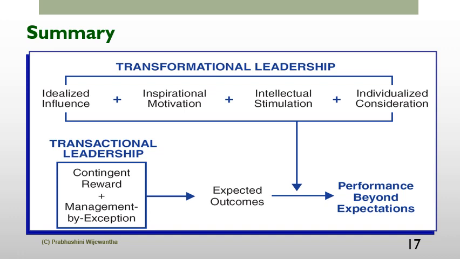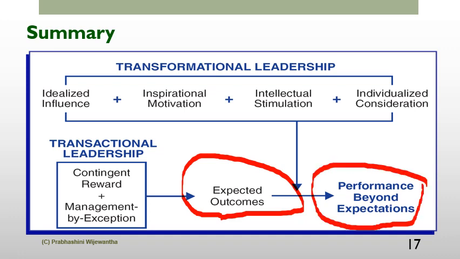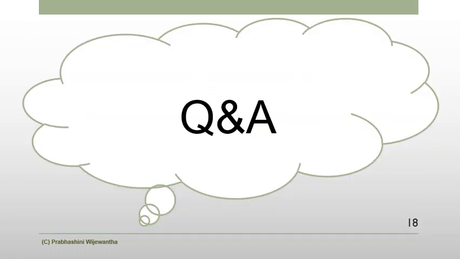Then we have transactional leadership. It comprises 2 main dimensions. The first one is contingent rewards, and the second one is management by exception, which again takes 2 forms, the active form and the passive form. Transactional leadership, if executed properly, will produce the expected outcomes. But if you want to perform beyond the expected performance standards, then you need the practice of transformational leadership. So with that, I conclude the session on transactional and transformational leadership.